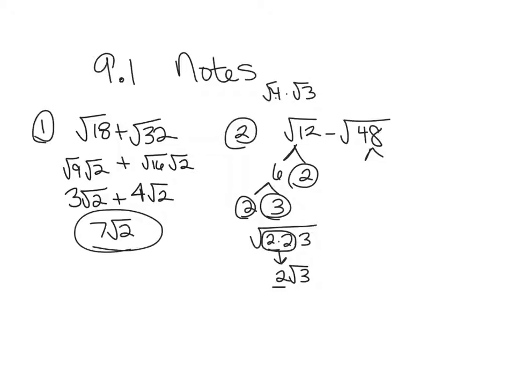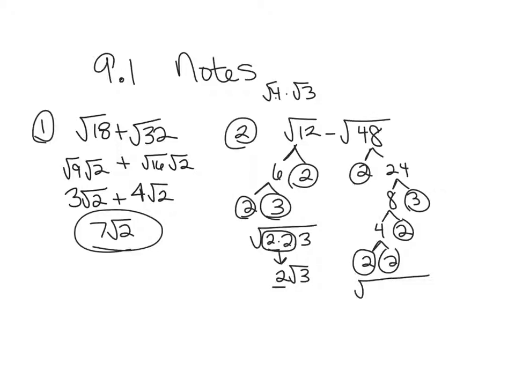So 48, we can think, all right, that's 2 and 24. 24 can be broken down into 8 and 3, among other things. And then we have 4 and 2, and we have 2 and 2. Now I realize that this way takes a little bit longer, but it is foolproof. It'll work every time. So we have the square root of 2 times 2 times 2 times 2 times 3. So here we have 2 2's, another 2 2's, take them out, 2 times 2 times radical 3. So the square root of 48 would be 4 radical 3.